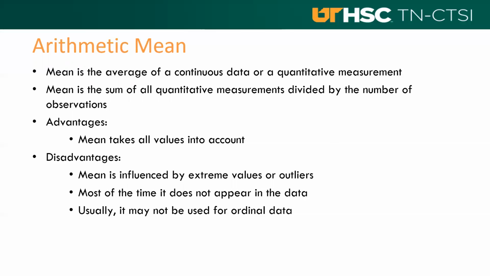The disadvantage of the mean is it is influenced by extreme values or outliers. And most of the time it does not appear in the data. Another disadvantage of the mean is that sometimes it doesn't appear in the data because it is created based on all the observations, but it might not be there in the data. It may not be used for ordinal data as well.